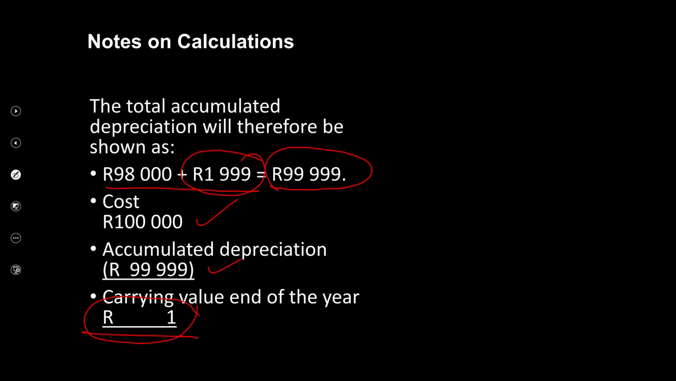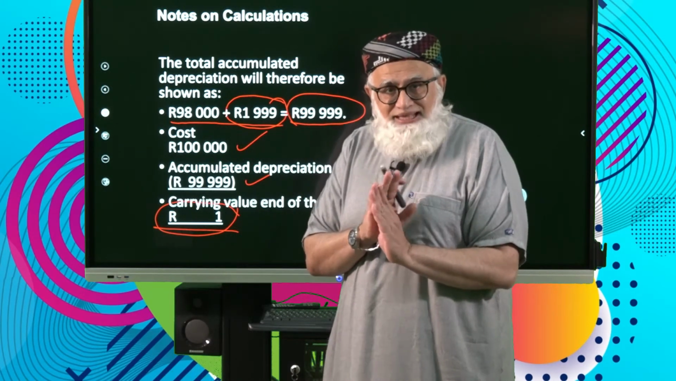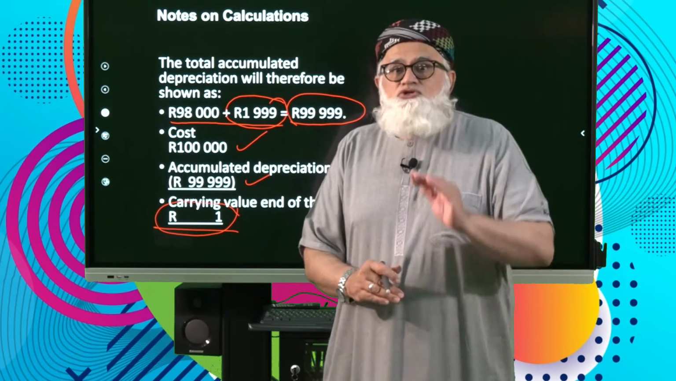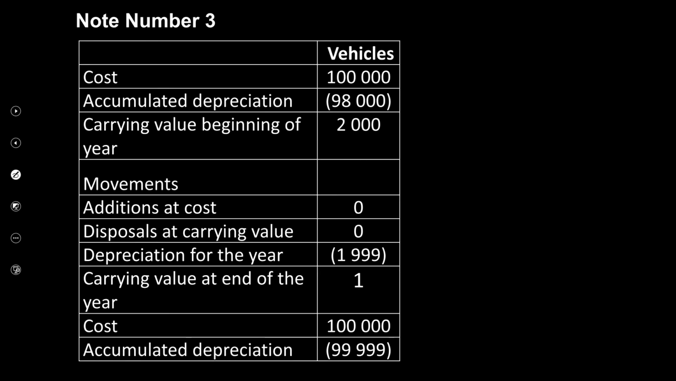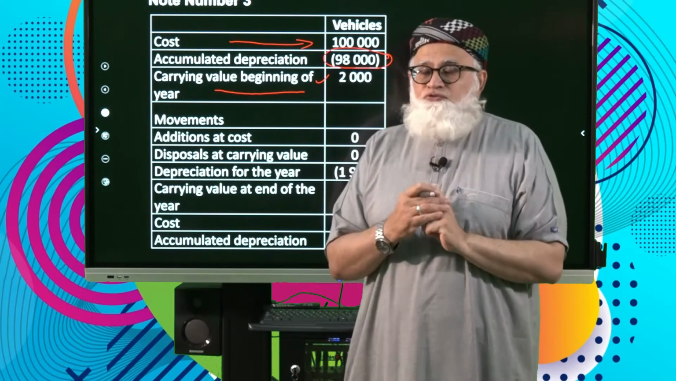Now let's look at how this will relate to note 3 of your balance sheet. Please, guys, note 3 to your balance sheet is of extreme importance, so you must understand the note. So let's look at it. Here's note number 3. There's my cost price at the top, 100,000 rand, beginning of the year. Accumulated depreciation at the beginning of the year was 98,000 rand, given to you, correct? Giving you a carrying value at the beginning of the year of 2,000 rand. So in other words, whenever you're dealing with note number 3, you start off with the balances at the beginning of the year at the top of note number 3.